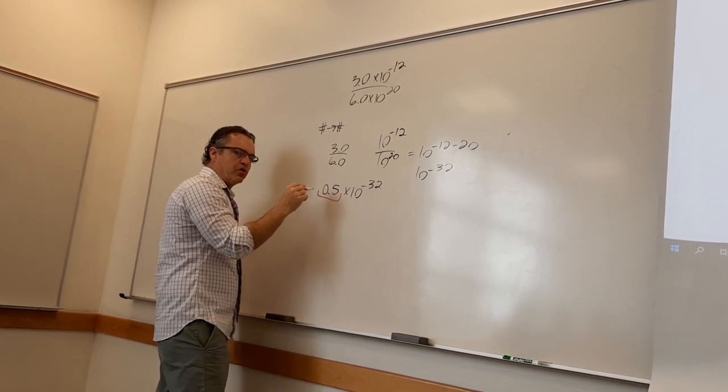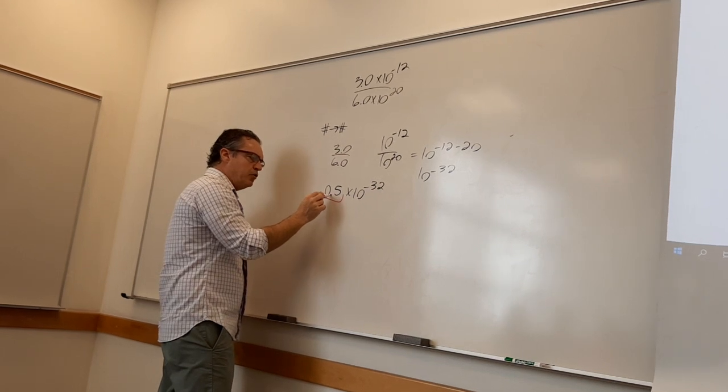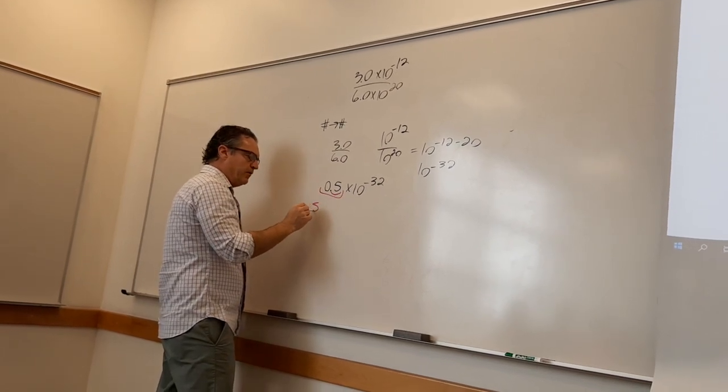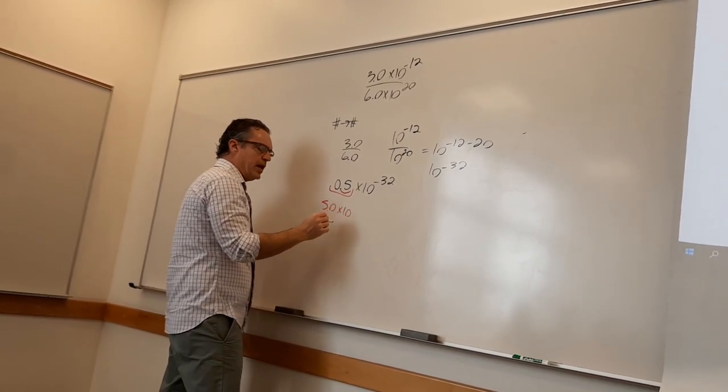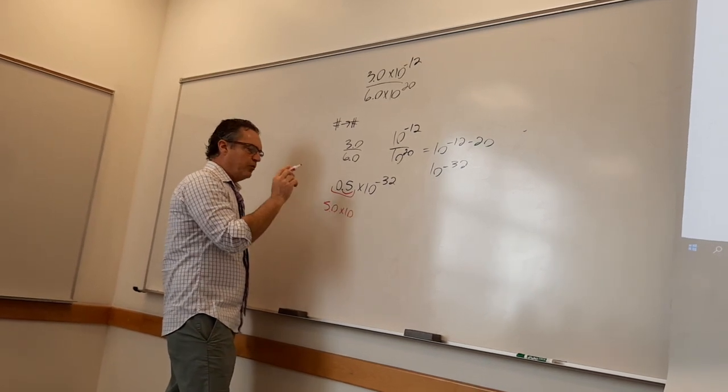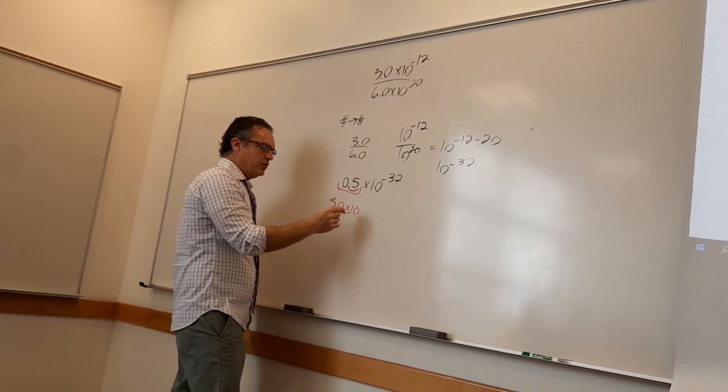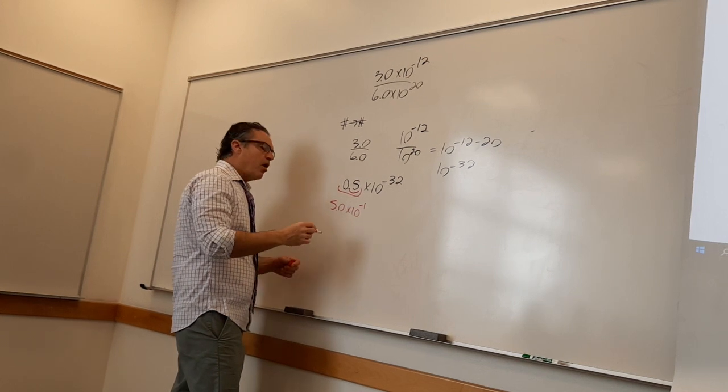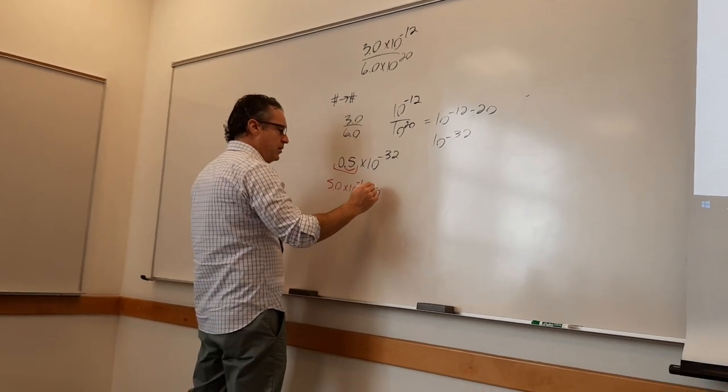0.5. If I convert 0.5 to scientific notation, I'm going to move this one place. That's going to be called 5.0 times 10 to the what? How many places did I move it? One place. And the original number was less than 1, so it's 10 to the negative 1. We cool? But we already know that that is also times 10 to the negative 32.